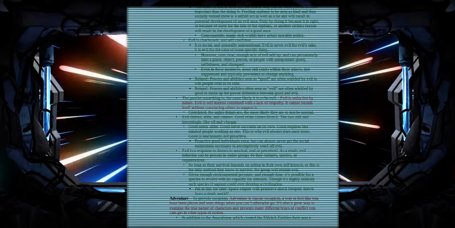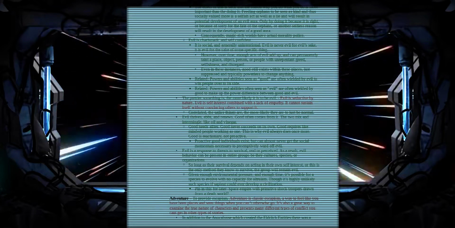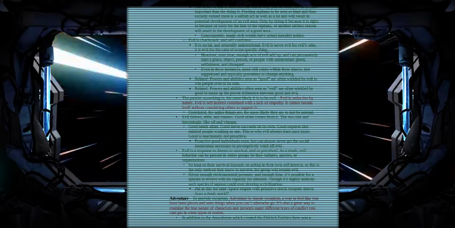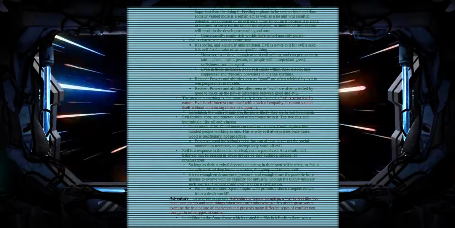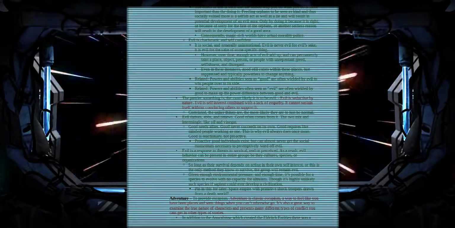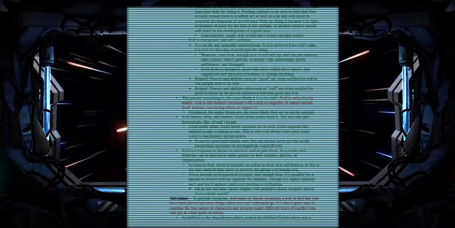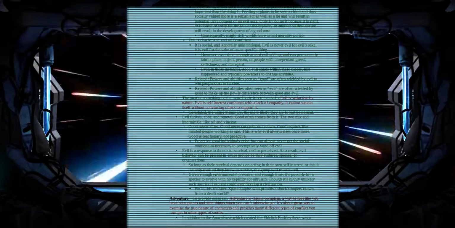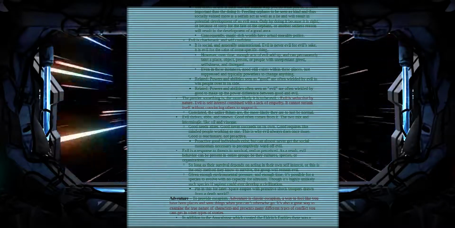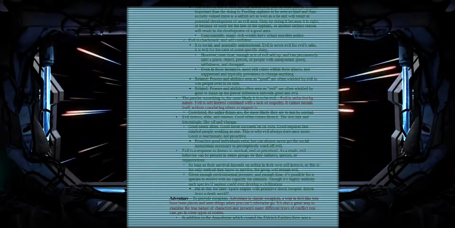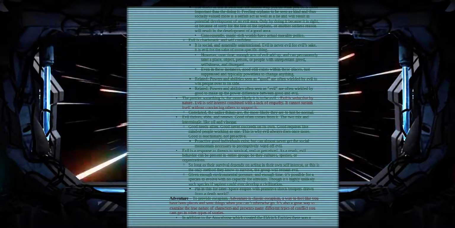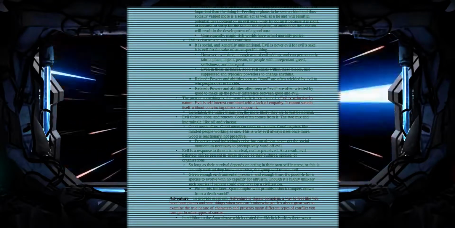Evil is self-interest combined with a lack of empathy. It cannot sustain itself without convincing others to support it. Correlated, the uglier things are, the more likely they are to just be normal. Not good, normal. See, good isn't normal. Good is a state that has to be focused on and maintained and is an active process.